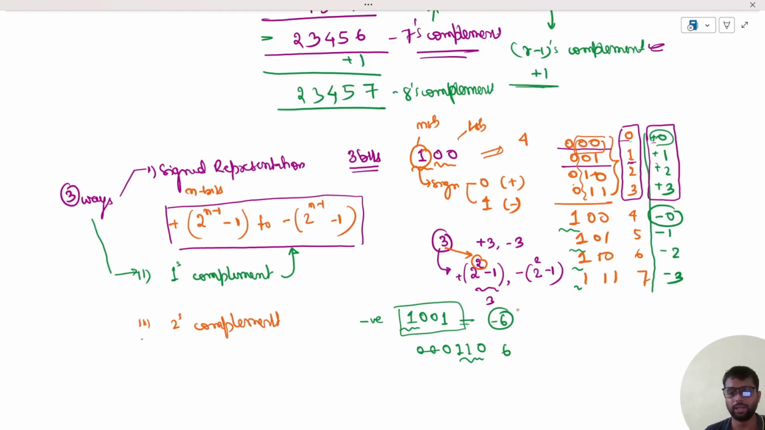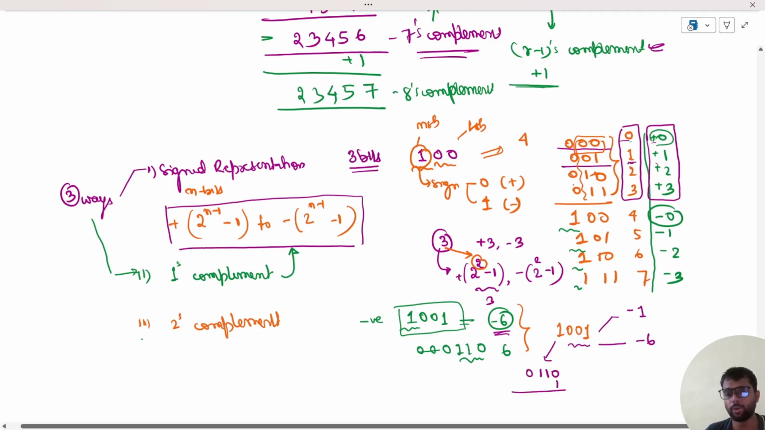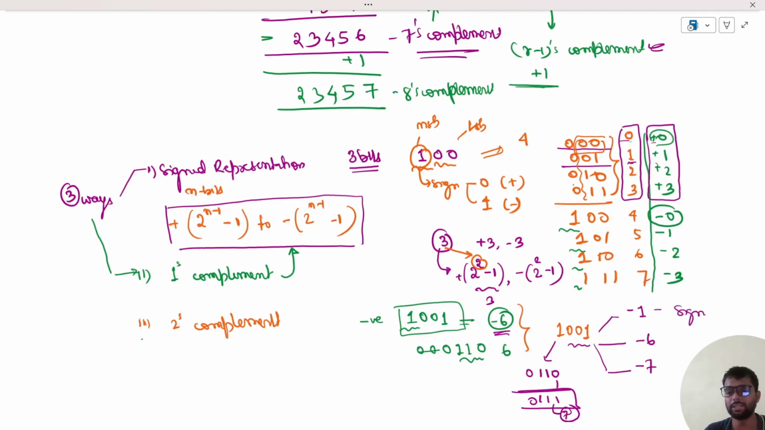If we take this number only, let's suppose 1001. In signed representation, what is it going to represent? The rest is 1, and the sign indicates minus, so minus 1. In 1s complement form, we have seen that this represents minus 6. What about the 2s complement form? To find the 2s complement, we find the 1s complement first and add 1 to it. So it is 1, 1, 1, 0, which is equivalent to 7. So this number represents minus 7 in 2s complement. This is signed representation, this is 1s complement, and this is 2s complement.